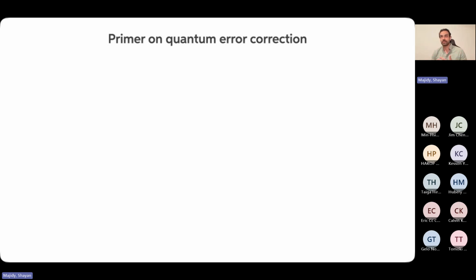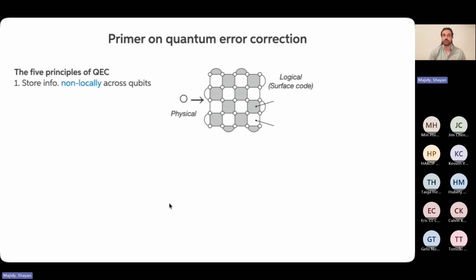But maybe some of you might be very new to quantum error correction. And to make sure you get something from this talk, I want to begin with a primer on just what is quantum error correction. And I think there's really just 5 things you need to know to understand quantum error correction. The first is that we store information non-locally across many different qubits. So if you take a single physical qubit, different errors can occur. But instead, what we do is we take the information and we encode it across the correlations in many different qubits.